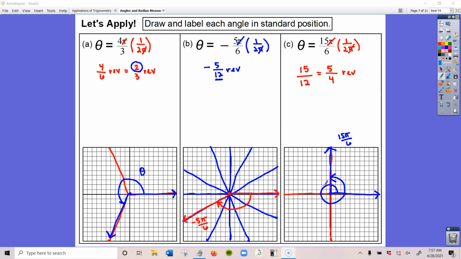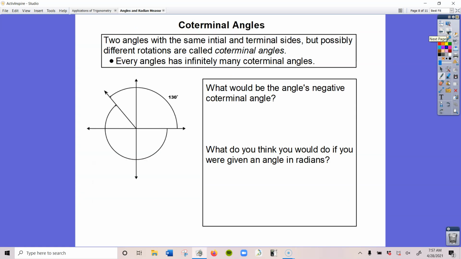Now, as you notice here, angles can go around and revolve as many times as possible. Since an angle opens circularly, a circle can go on forever and ever. So that leads me to the next topic, which are coterminal angles. Two angles with the same initial and terminal sides, but possibly different rotations, are called coterminal angles. Every angle has infinitely many coterminal angles, and this is because of what we saw in the previous example. We saw that the angle can go more than 1 full revolution, as well as going backwards.